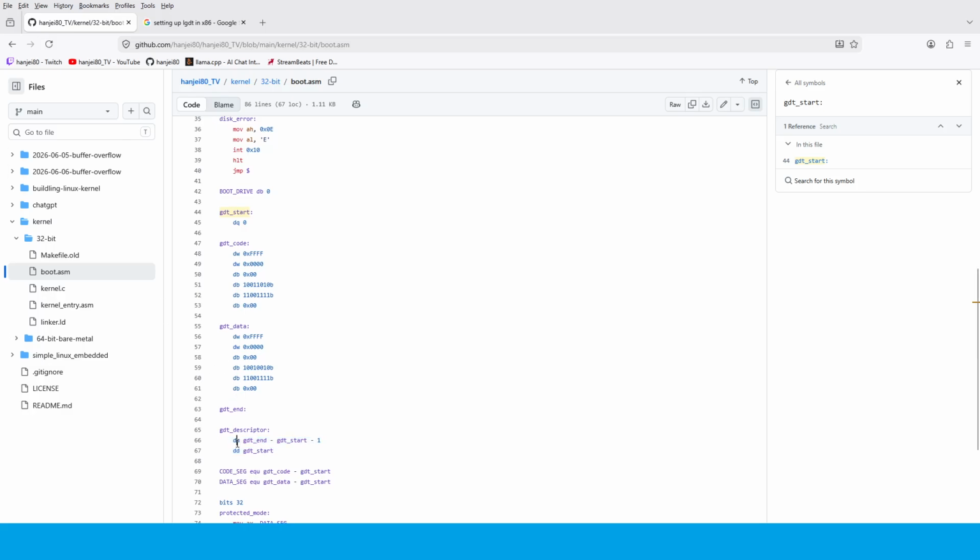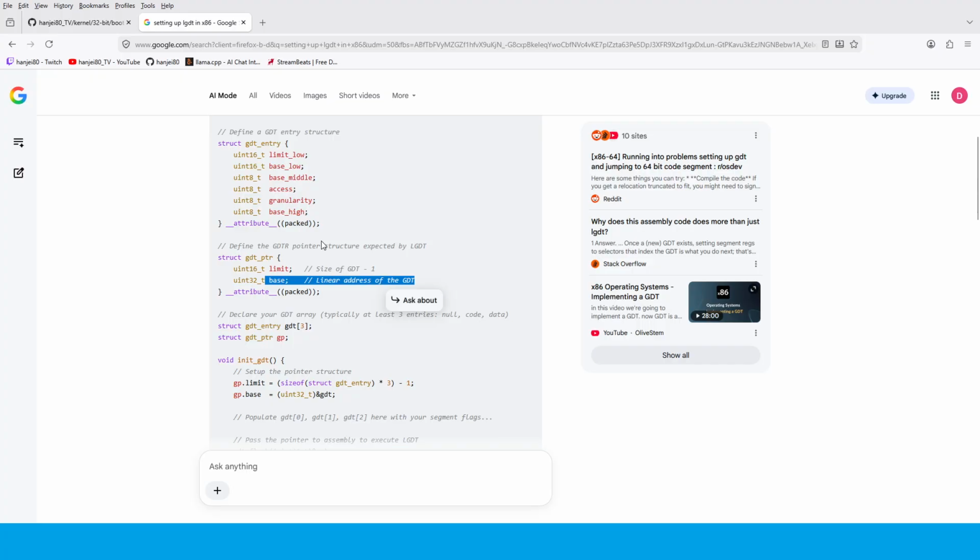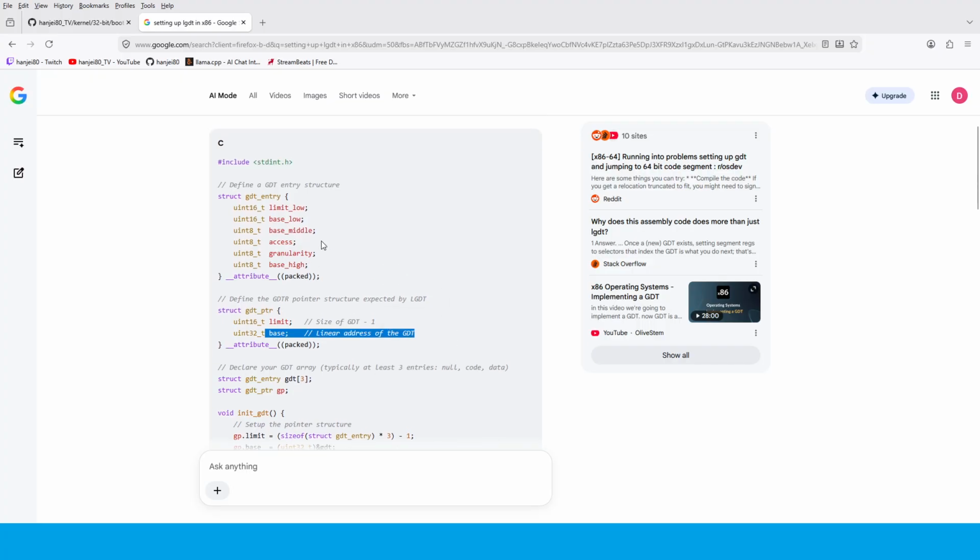So this is word, this is word size, which is 16-bit. This is double, which is 32-bit. So that's your GDT pointer, and then this is your GDT entry.